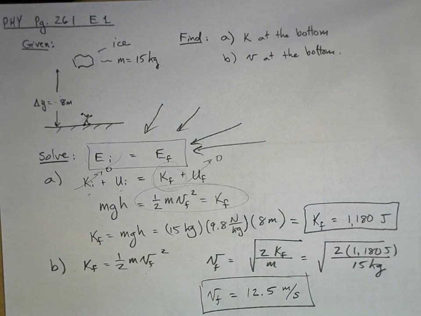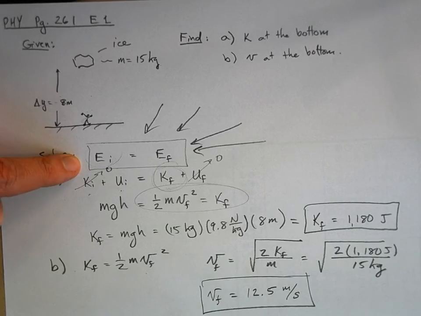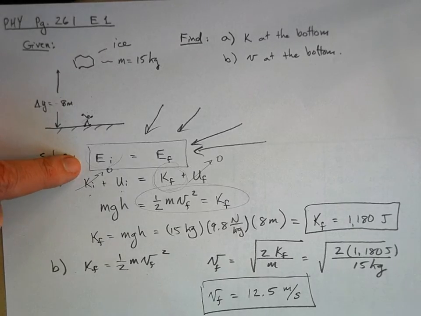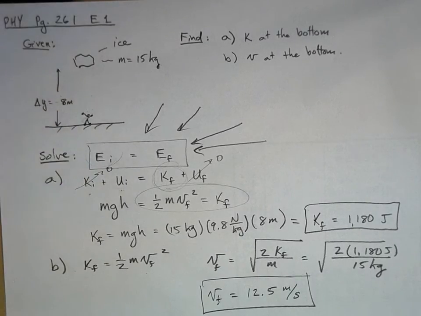It's actually pretty easy. It's very similar to momentum. Remember when we started with P initial equals P final? Only this is easier because it's scalars. You don't have to worry about direction. It's all scalars. Any questions? That is all.